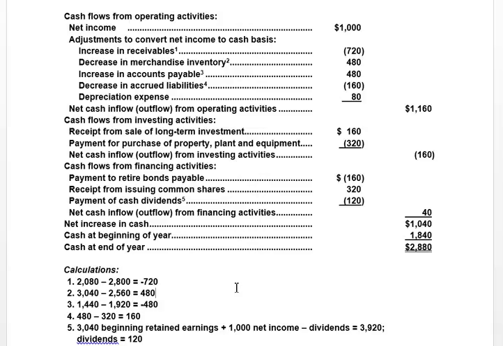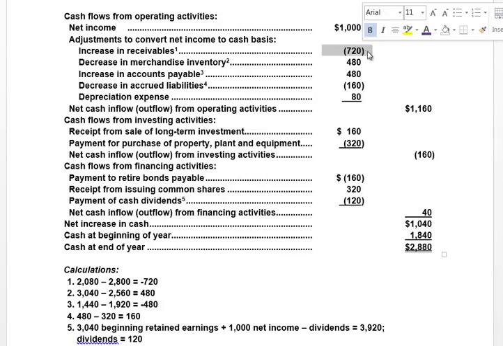So now, how did that happen? Well, when the receivables go up, what does that mean? That means that we sold more on credit than we collected. We want to reflect what we collected, which is less than what we booked in credit sales on our income statement, so we are going to reduce our net income to convert it to the cash basis by $720.